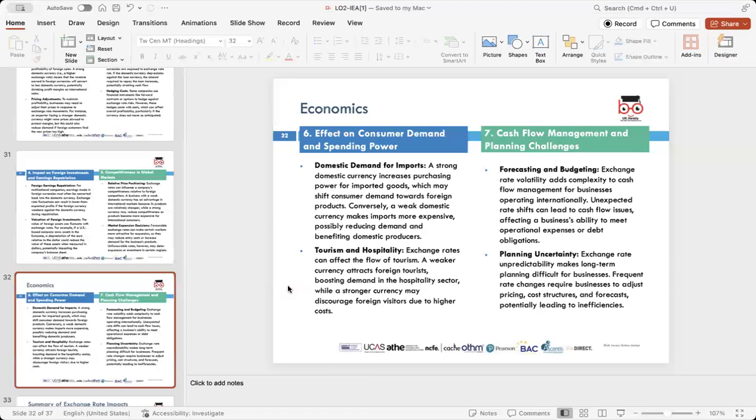On the other hand, when a domestic currency weakens, imported goods become more expensive, leading consumers to prefer locally produced alternatives. This can boost domestic industries but may also limit the variety of products available to consumers.